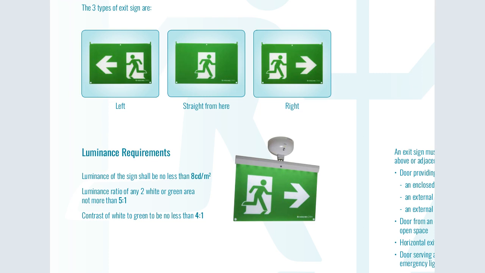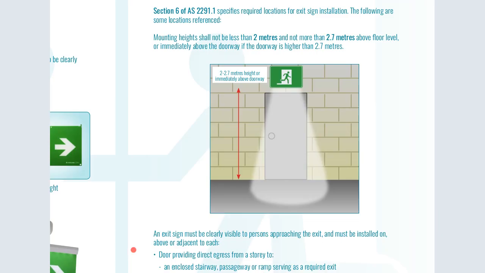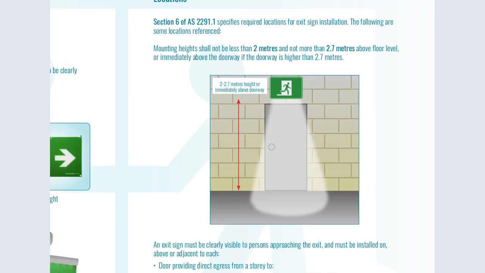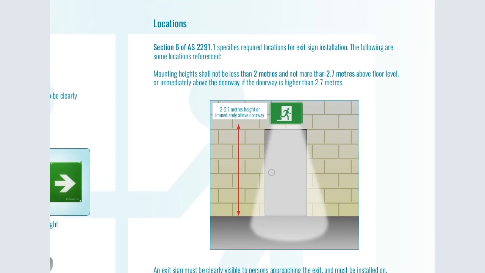The luminance ratio of any two white or green areas should not be more than 5.5 to 1. So the contrast of the white to green to be less than 4 to 1 also. So that is when we want to construct, when we want to design.